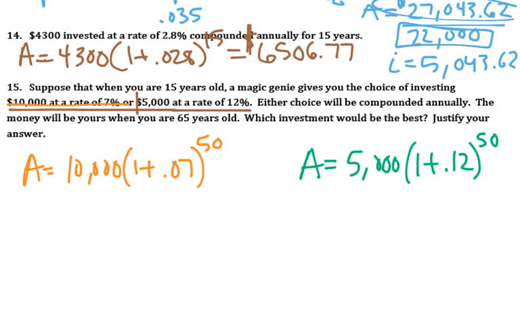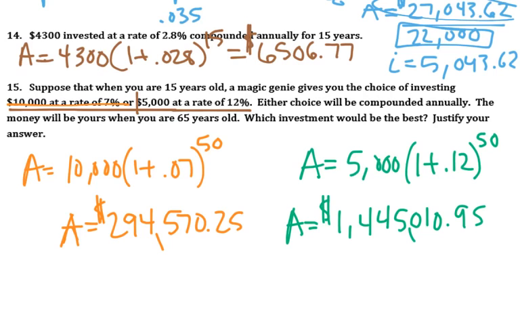So let's see what we got for both of them. And here they both are. So some of you may say, well, you're initially investing twice as much. But look, we only made it to 294,570, almost 300,000, right? Pretty close.